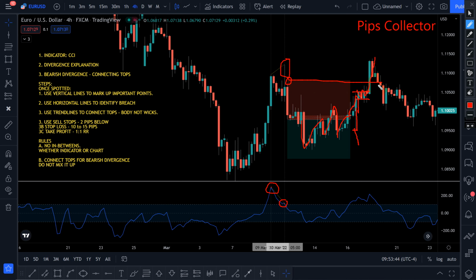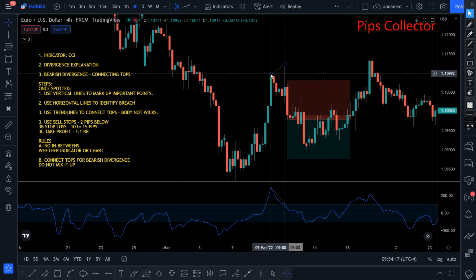This is already a drawdown of 1%. So you see, neglecting the criteria would result in this kind of failure. What's the criteria? The criteria is that you don't connect wicks or body to wick or wick to body. You must connect body to body. Now, if you were to connect body to body, this is what would have become your eye opener.